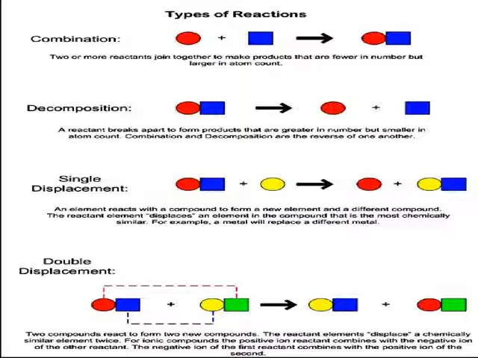First is the combination reaction. This is a type of reaction where two or more reactants join together to make the product. The product is lesser in number, but the atom count is larger. Second is the decomposition reaction, when a complex compound breaks into simpler or smaller products. Combination and decomposition are reverse of each other.